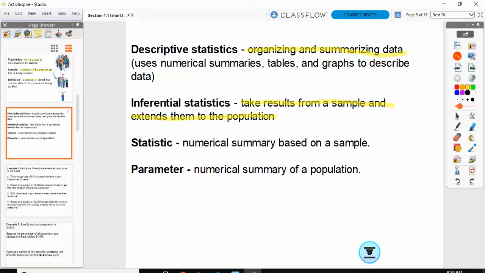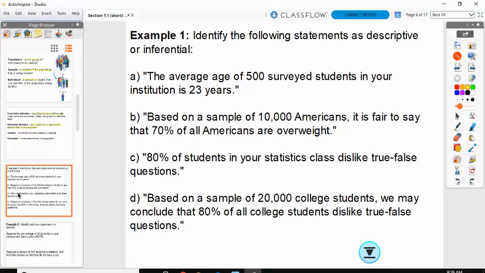Let's flip over. We're tired of writing definitions for a minute. Let's flip over to our example. All right, so one-word answers. That's why I printed these, because I didn't want you to have to write a paragraph just to give me a one-word answer. I just want to know, is this descriptive or inferential? Those are my two choices.